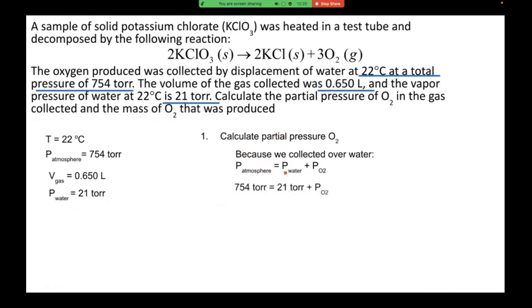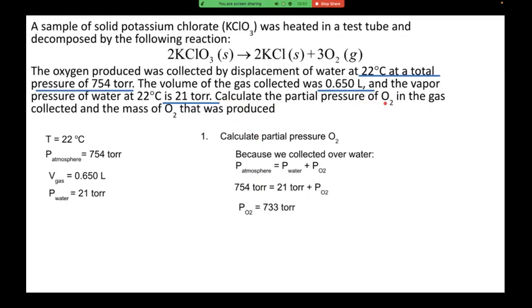When I plug those in now, I can ultimately solve for my partial pressure of oxygen gas. And when I subtract that, I get my partial pressure of oxygen gas to equal 733 torr. That means in that empty space that was collected, we had 21 torr of water vapor, and we have 733 torr of oxygen gas produced in this reaction. So that's our first question. We calculated the partial pressure of oxygen gas.